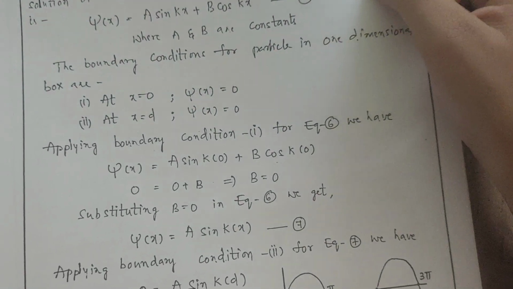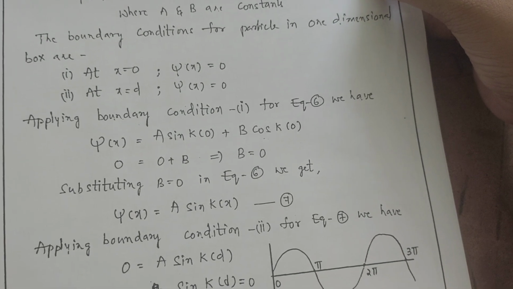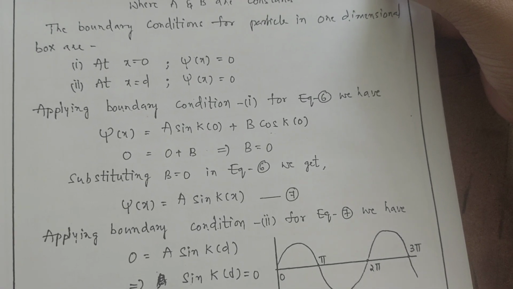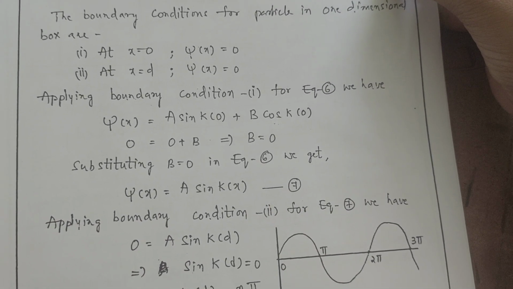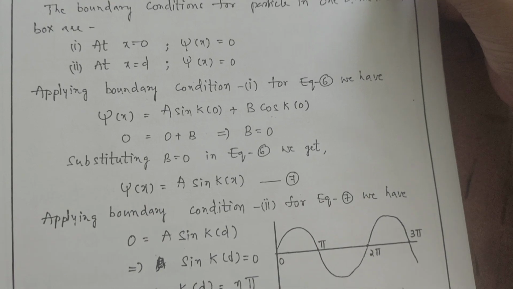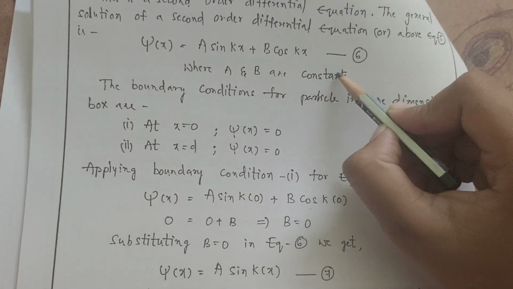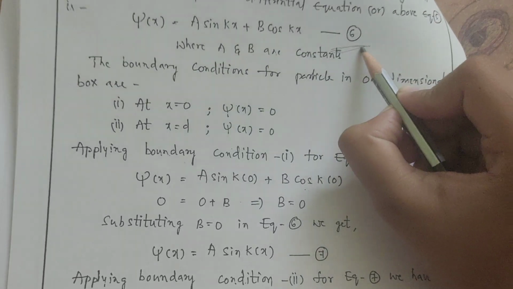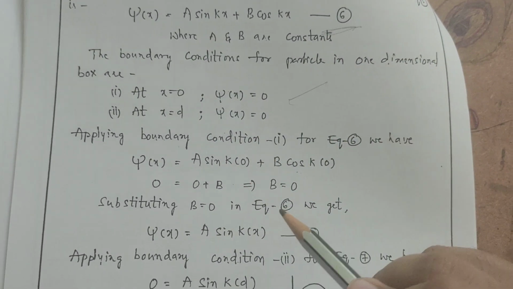The boundary conditions for the particle in a one-dimensional box are: at x is equals to 0, psi of x is equals to 0. At x is equals to d, psi of x is also 0. Applying boundary condition 1 to equation 6.